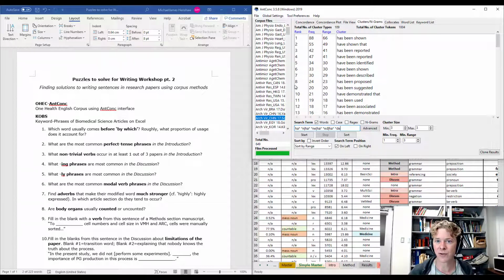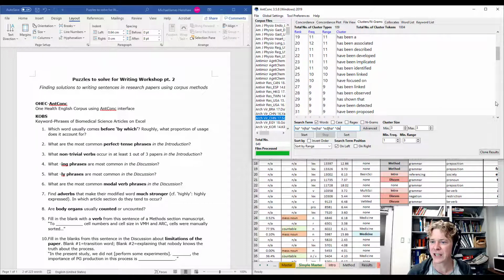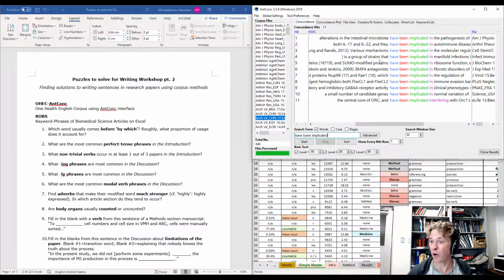They're quite common across lots of different authors. You can continue to go through, and if there's, of course, anything interesting, you can feel free to click on one. I'm kind of interested in this "implicated." It's not super common, but still 11 different authors have used this phrase. Okay, so first of all, they all end with "in": "have been implicated in."